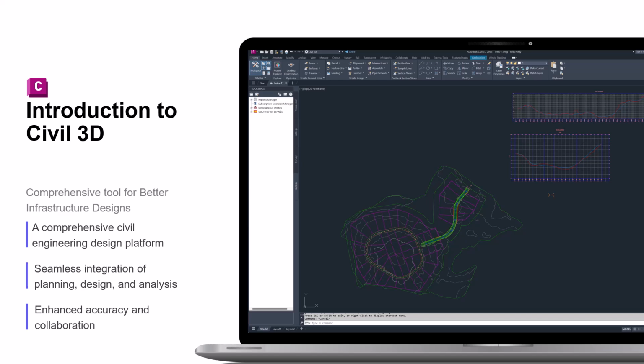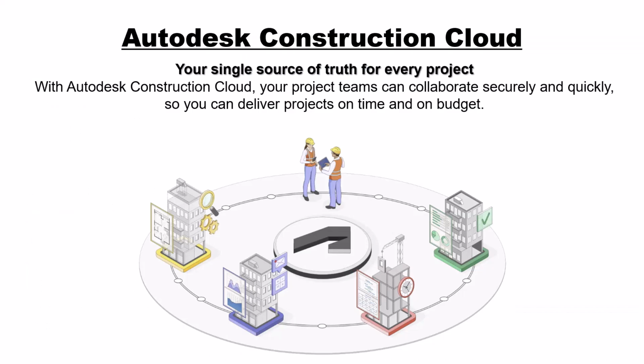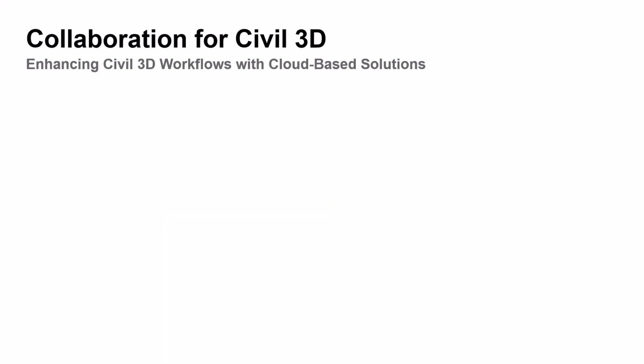I encourage you to see the specific presentation delivered by my colleague. The second one is the Autodesk Construction Cloud, called ACC. ACC is the common data environment of Autodesk. With ACC, all the companies and people involved in the project can collaborate quickly to deliver the project on time and on budget. Let's talk about how Autodesk Construction Cloud improves the Civil 3D workflow.